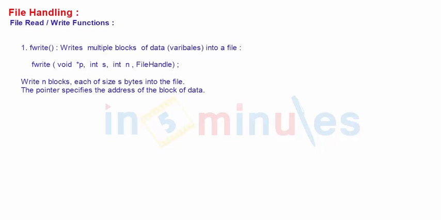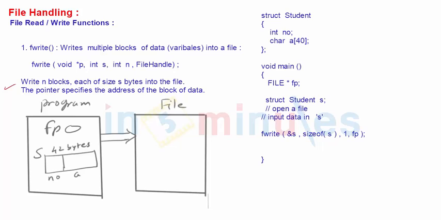N mentions the number of data blocks to be written, and obviously last is the file handle, that mentions the name of the file, that is the file pointer in which data is to be written. So in short we can describe it as n blocks, each of size s, into the file. The pointer specifies the address of the block of data. Now to understand this, let's take an example.